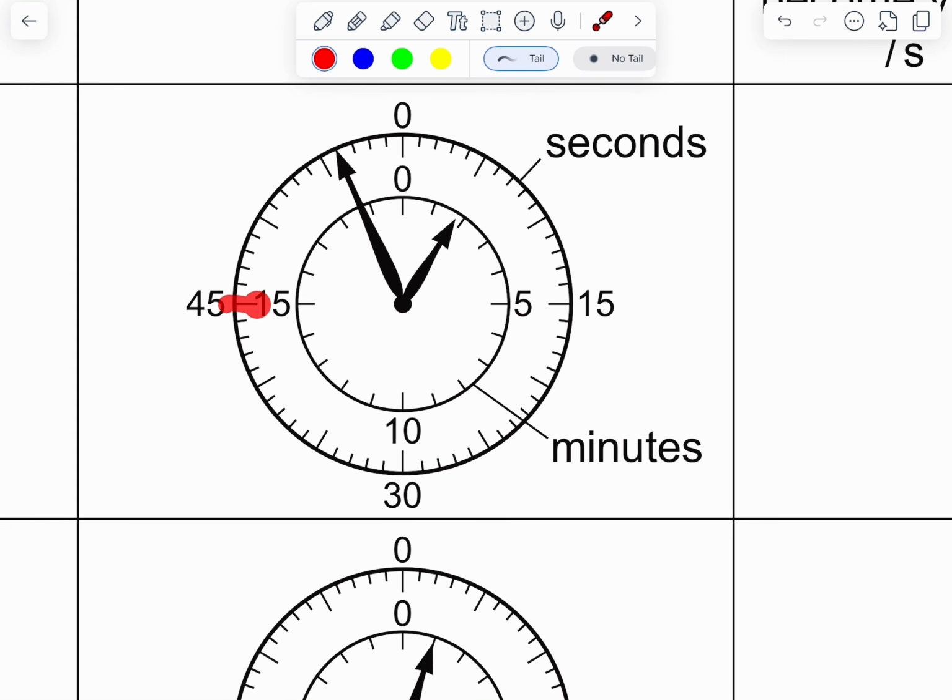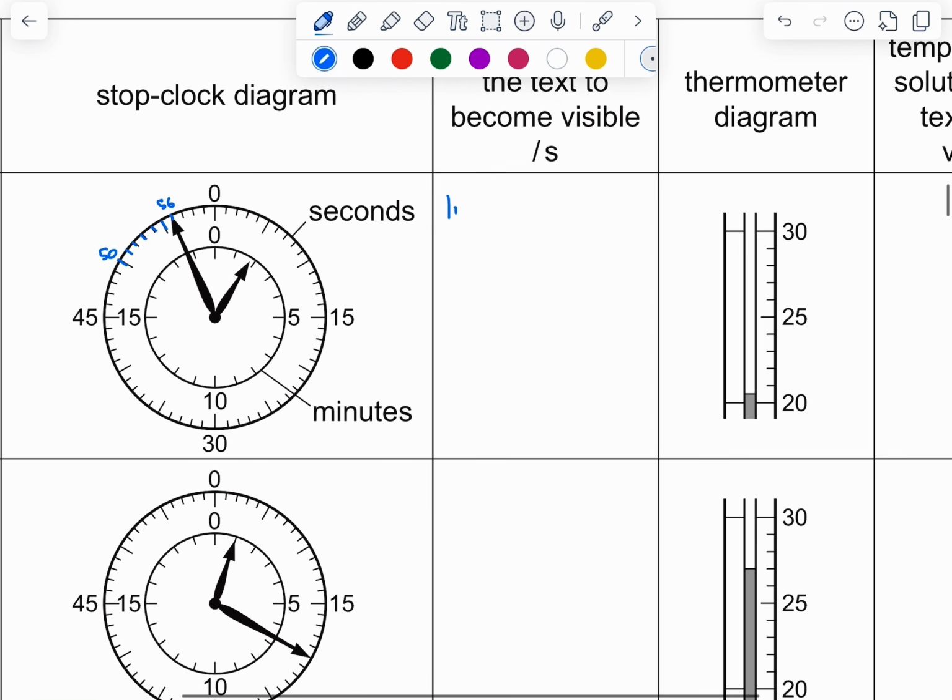That is 45, 46, 47, 48, 49, 50. So this one must be 50 seconds. 51, 52, 53, 54, 55, 56. So this must be 56 seconds. So it's actually 1 minute and 56 seconds. So this should be equal to 60 plus 56 seconds. So this should be equal to 116 seconds.